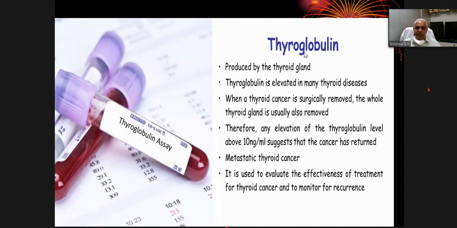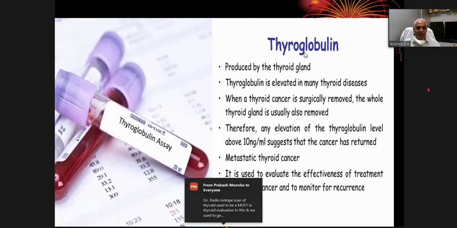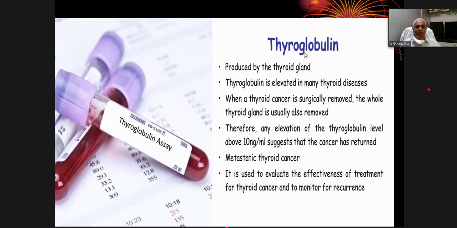So any elevation of thyroglobulin above about 10 nanogram suggests that cancer has returned, or it tells us there is a metastatic disease. So it is used to evaluate not only the status of the disease recurrence but also the treatment effectiveness during follow-up.